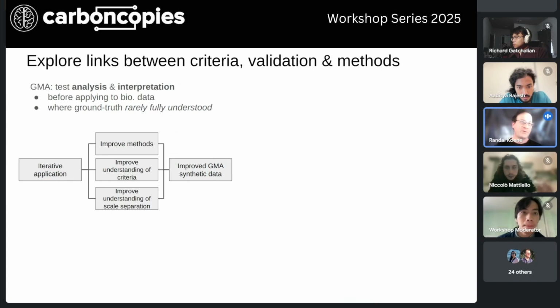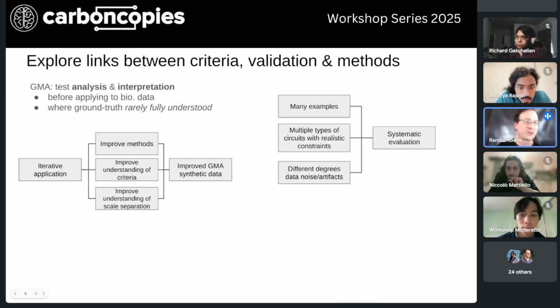Iteratively applying the protocol should lead to improved analysis methods, such as are required for functionalization, an improved understanding of the success criteria for brain emulation, an improved understanding of scale separation in the brain's neuronal circuits and mechanisms, and improved synthetic example generation for further meta-analysis as the insights are fed back into updates of the platform itself.